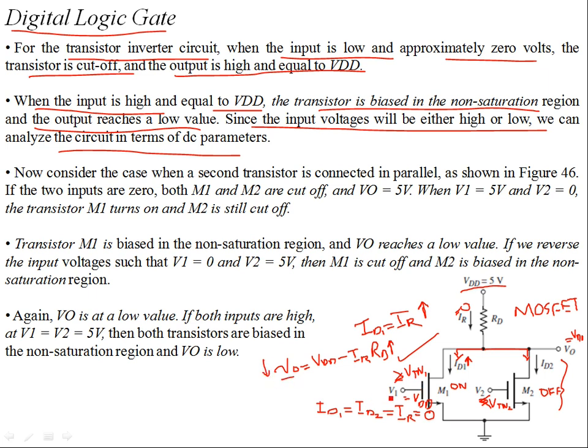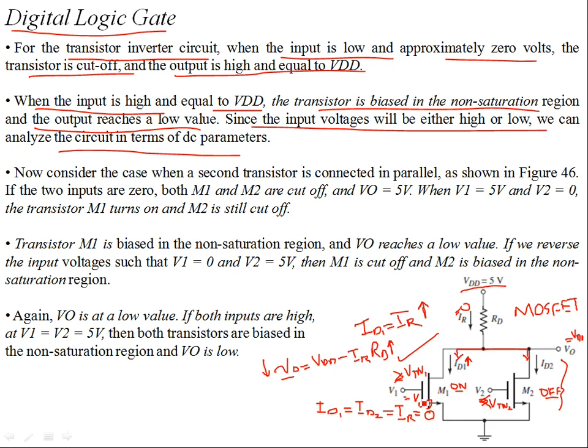So you see, if the input is high over here, the transistor is on, and the other transistor, M2, is off. So one is high, the other is low. What happens is you're going to bias this M1 in the non-sat region, because the output is low. So the VDS that you're going to get is less than VDS sat.